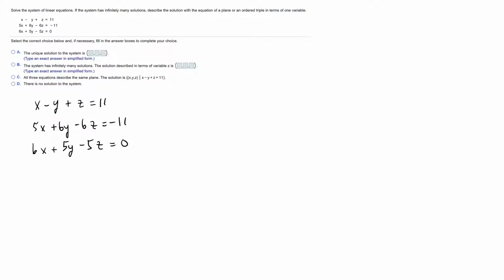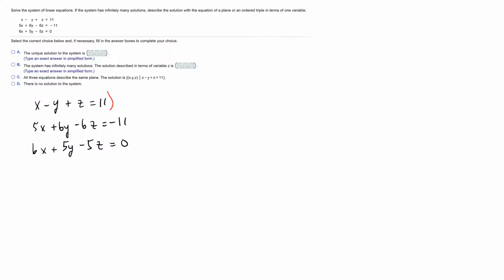Alright, so to solve a system with three variables in it, we need to pick two of the equations and eliminate one of the variables. It doesn't matter which two equations I pick, and it doesn't matter which variable I eliminate, whatever I felt was easiest. It looks like if I pick the first two equations, I can eliminate the y by first multiplying the top equation by 6 and then adding them.